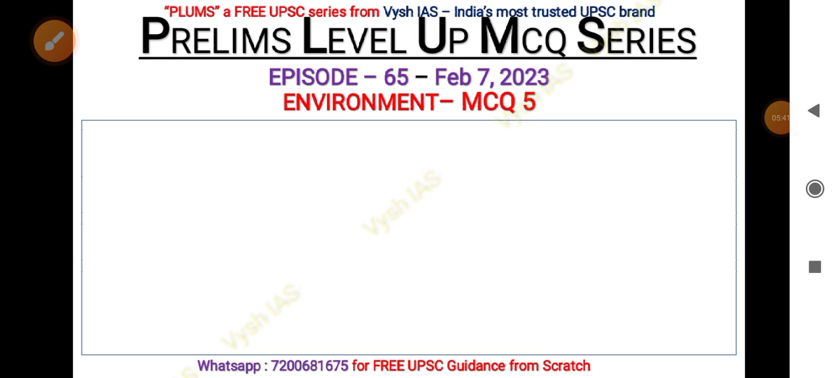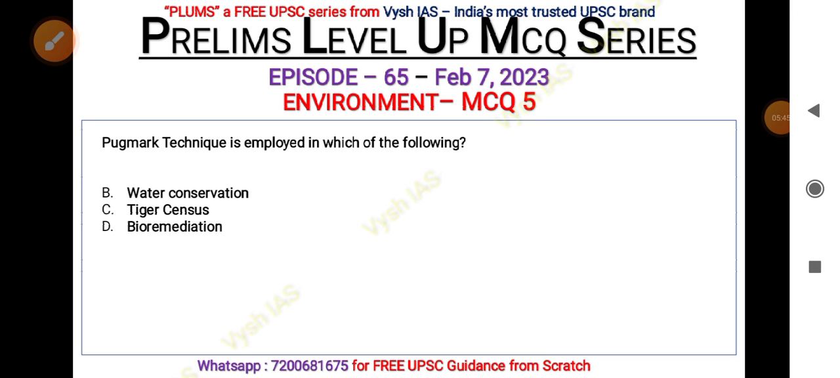Now moving ahead, the final MCQ today. The pug mark technique is employed in which of the following? Your options are environment related clearances, water conservation, tiger census, or bioremediation.